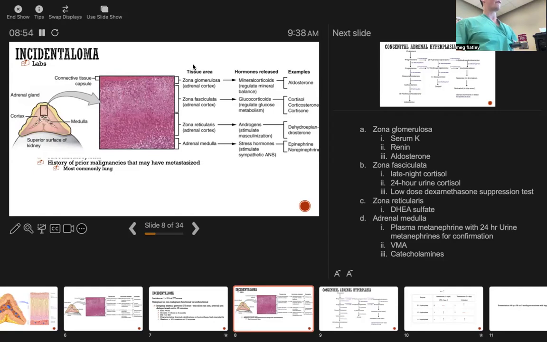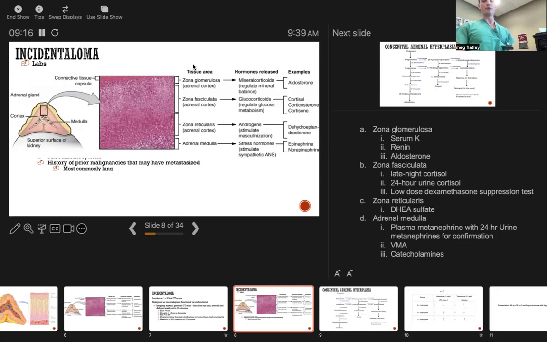And then for your zona fasciculata, your cortisol labs, basically. There's various cortisol labs. Most often you start with a late night cortisol. The answer for that question has kind of changed over the years, but I think as of right now, you start with late night cortisol. And then the zona reticularis, you send a DHEA sulfate, which is the recommended lab per BTK.